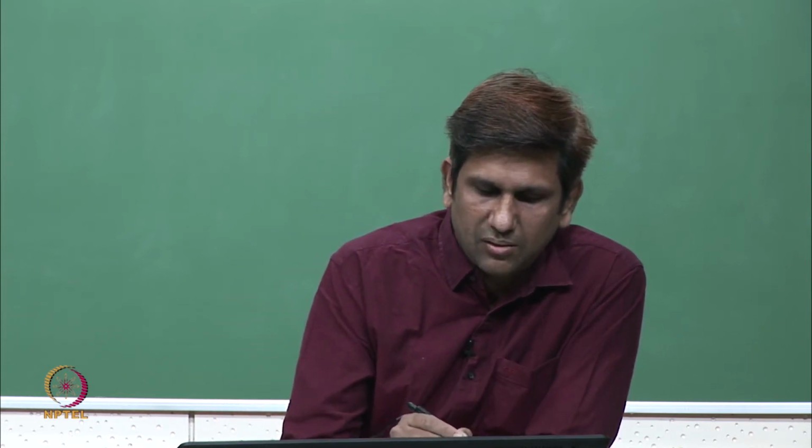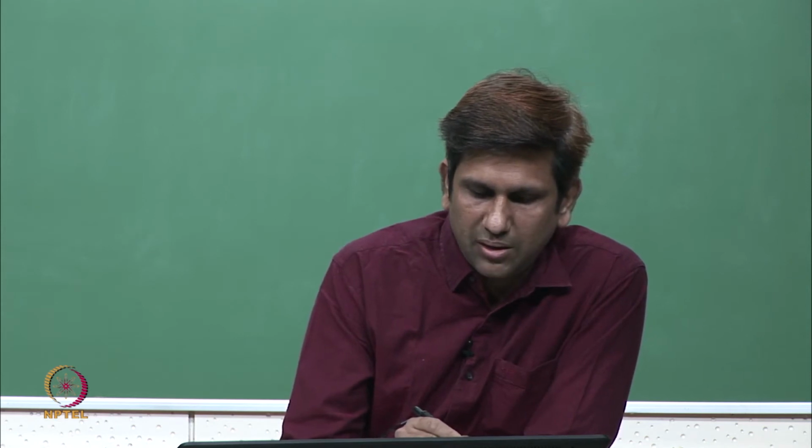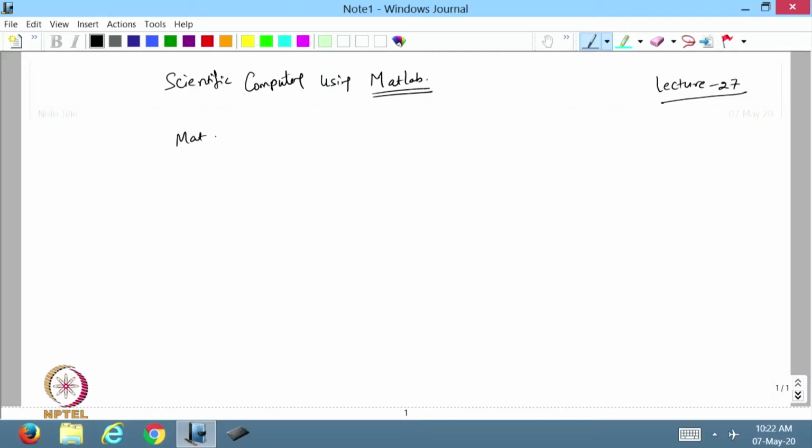In the previous lectures we have discussed the iterative methods for solving linear systems of equations. In the previous lecture we discussed how we can make the Matlab code for the Gauss-Jacobi method. In today's lecture we will try to make the Matlab code for the Gauss Seidel method.